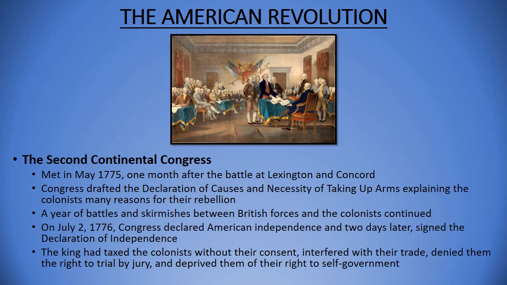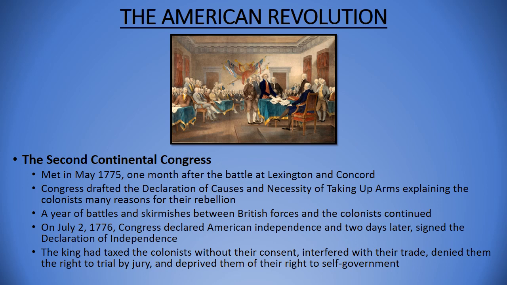Now, 1 month after the Battle of Lexington and Concord, May 1775, we get the Second Continental Congress. Georgia attends this one. So Congress here drafted what we call the Declaration of Causes and Necessity of Taking Up Arms. And it essentially listed out all the reasons that the colonists were fed up. You can think of it as a rough draft for the Declaration of Independence.